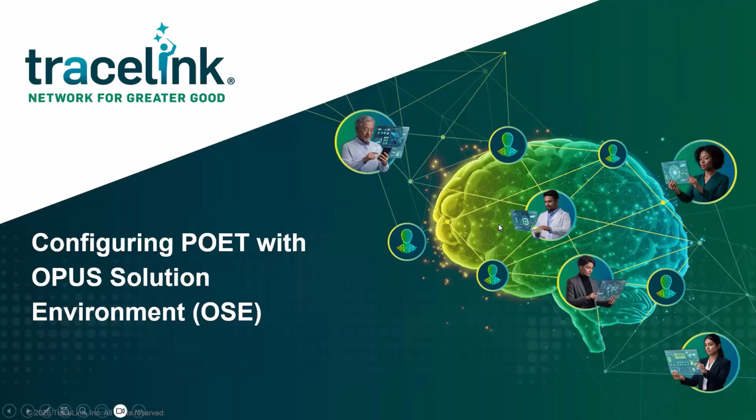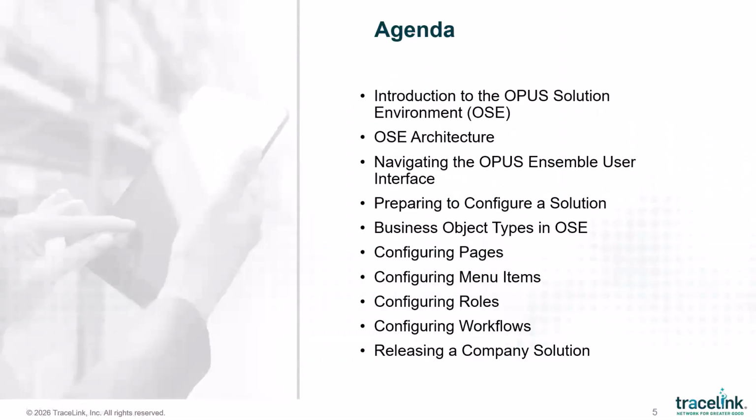Let's go through the agenda to start with. First of all, I'm going to give an introduction to OSE. Then we'll take a look at the OSE architecture, navigating the OPUS Ensemble user interface, how to prepare to configure a solution. We'll take a look at business object types in OSE, how to configure pages, how to configure menu items, roles, workflows, and then finally releasing a company solution.